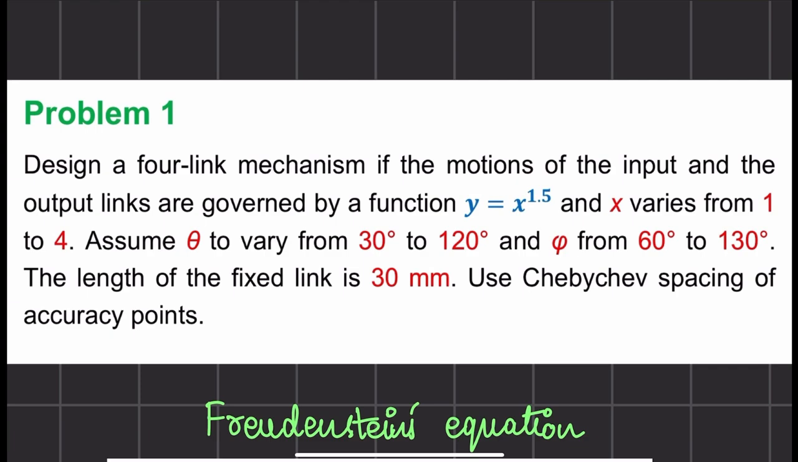We are given that we must design a 4-link mechanism if the motions of the input and the output links are governed by a function y equal to x to the power 1.5, where x varies from 1 to 4. Assume theta to vary from 30 degrees to 120 degrees and phi from 60 to 130 degrees. The length of the fixed link is 30 mm. Use Chebychev spacing of accuracy points.